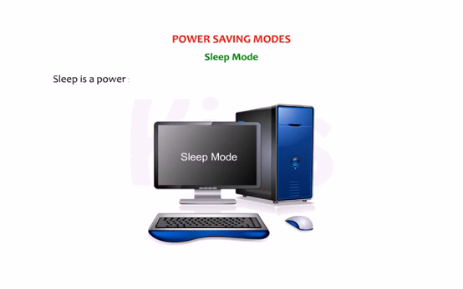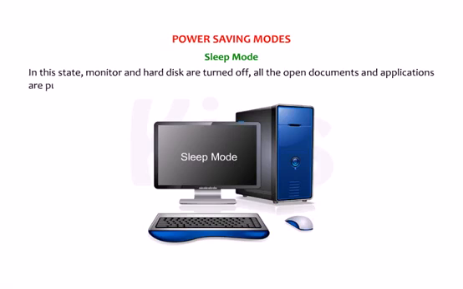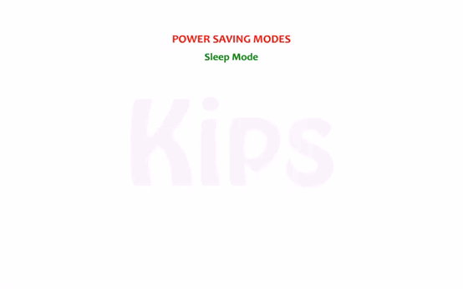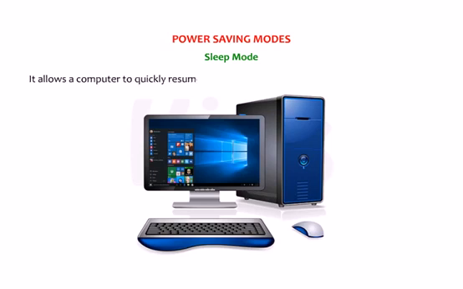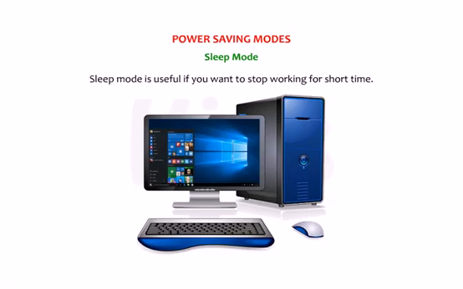Power saving modes. First, let us talk about sleep mode. Sleep is a power saving state wherein a computer does not turn off completely. In this state, the monitor and hard disk are turned off. All the open documents and applications are put in RAM and the system draws a small amount of power. It allows a computer to quickly resume full power operation when you start working again. Sleep mode is useful if you want to stop working for a short time.